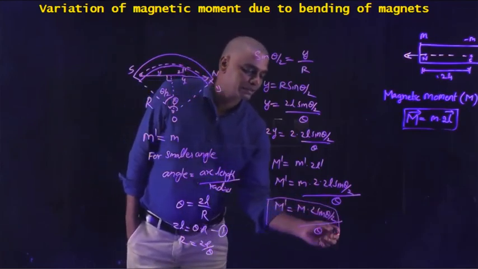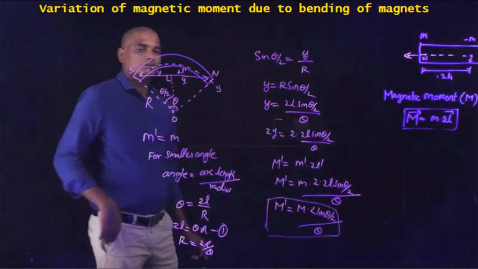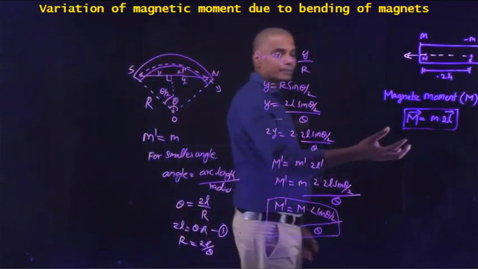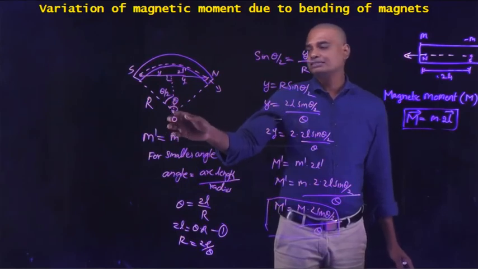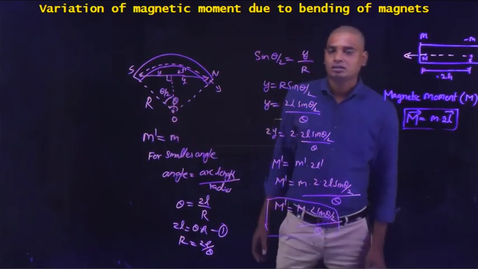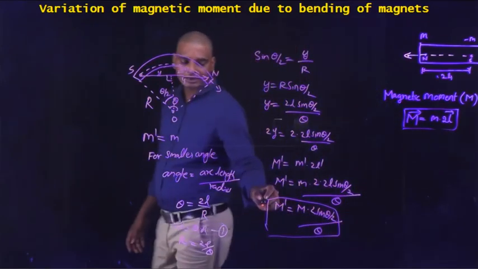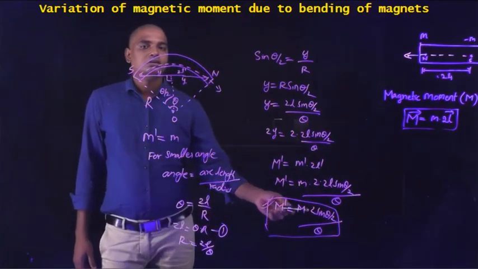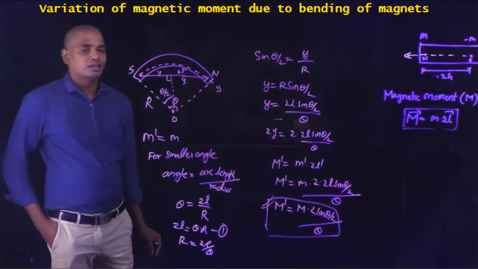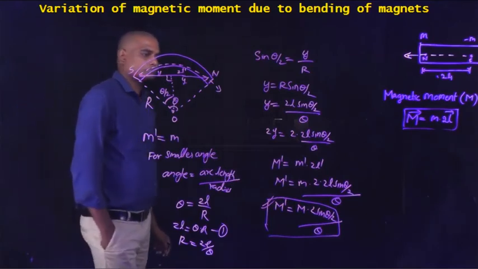When a bar magnet of magnetic dipole moment M is bent into the form of an arc which makes an angle theta at the center, then the new magnetic dipole moment is given by M dash is equal to M into 2 sine theta by 2 divided by theta.